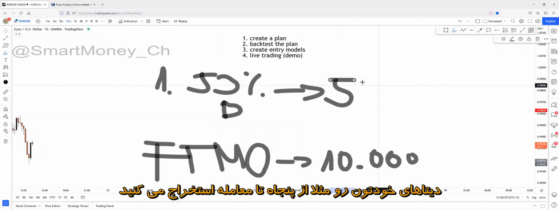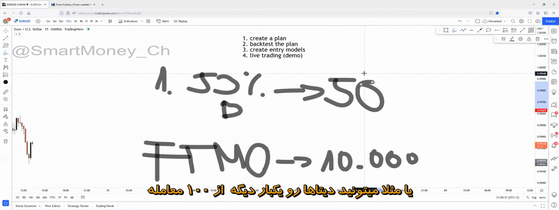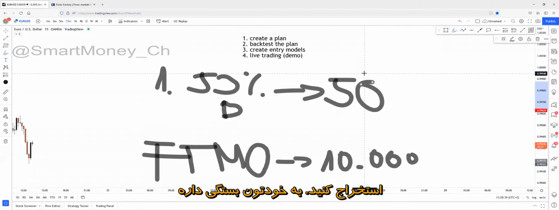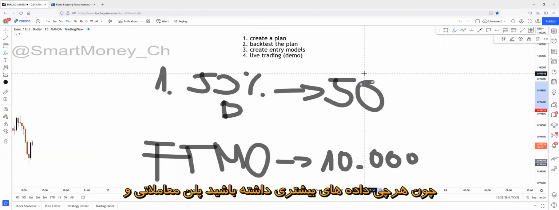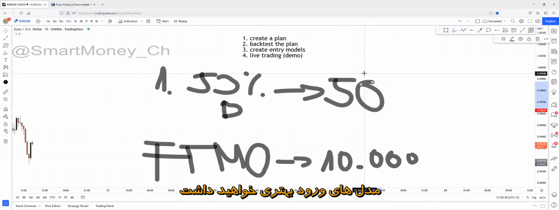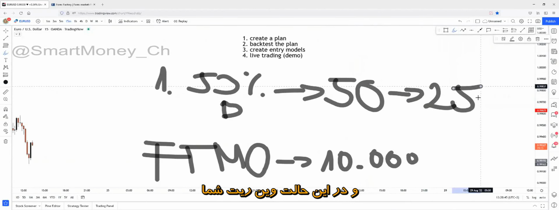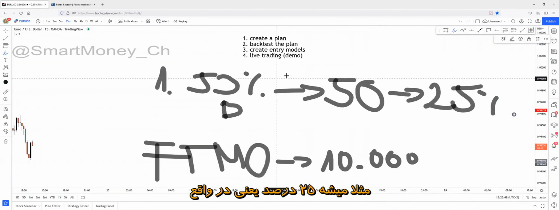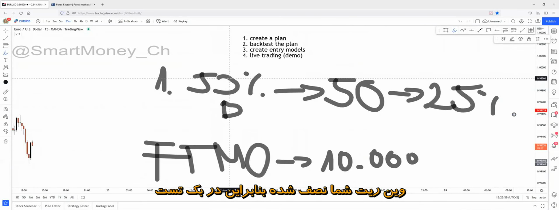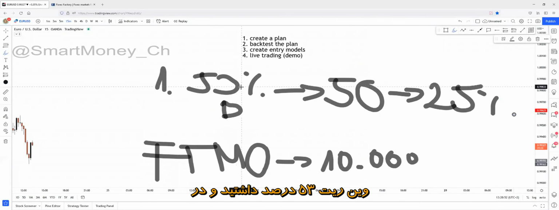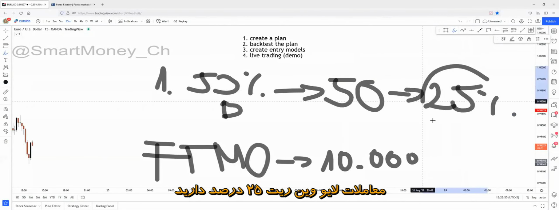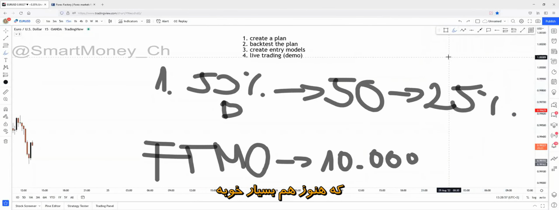You're going to gather data from 50 trades, for example, or you can gather data from 100 trades. Once again, it's up to you. The more data you have, the better the trading plan and entry model will be. So from these 50 trades in live trading, now you're going to have a 25% win rate. So your win rate actually halves, right? In backtesting, you had a 53% win rate, and in live trading, you're having a 25% win rate, which is still really good. With a 25% win rate, you can actually achieve really good things.